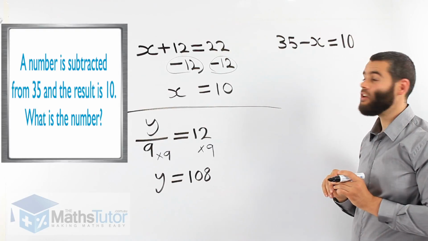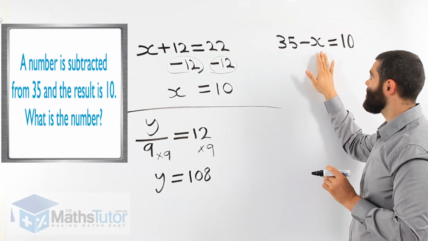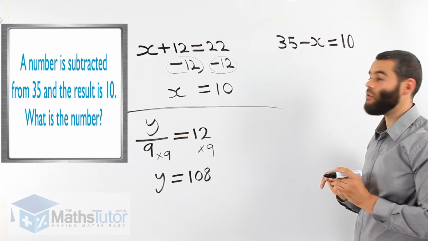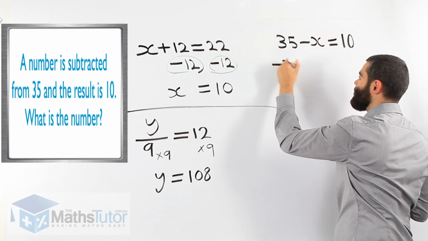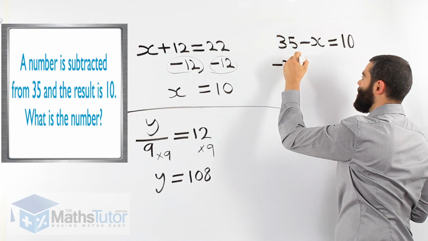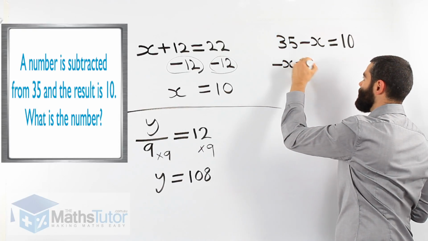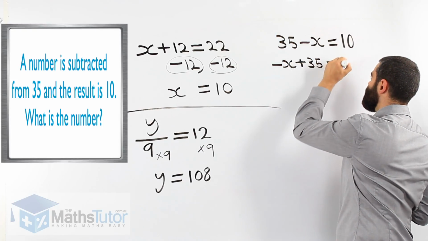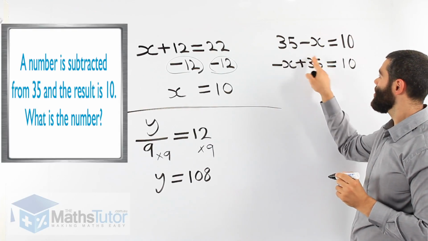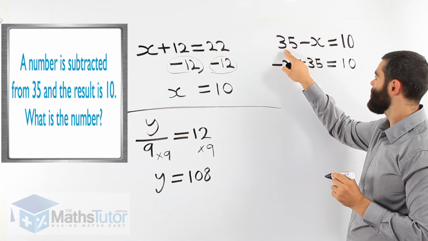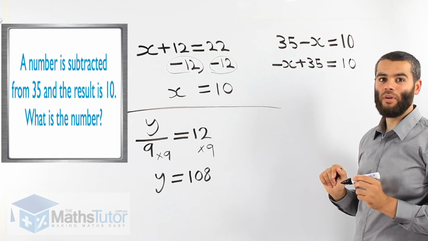35 take away x. We know that the x, we will always like it to be at the front. So what do we do? We reverse them over. Negative x, just put it here. And that's a positive 35, put it there. It's easier to work with like this. Now we can solve. So what we've done, we just swapped them around. Negative x, there it is. Positive 35, there it is. Just easier to work with.